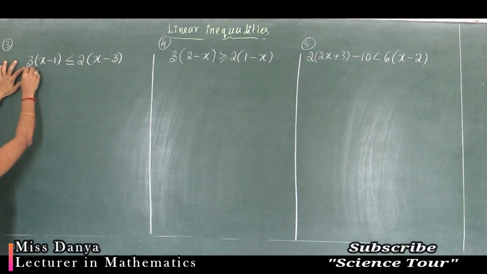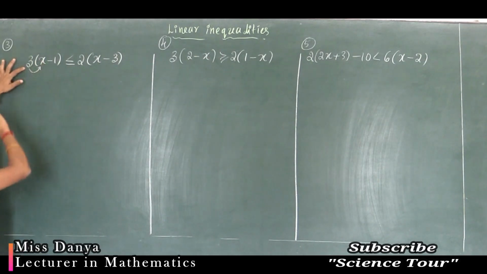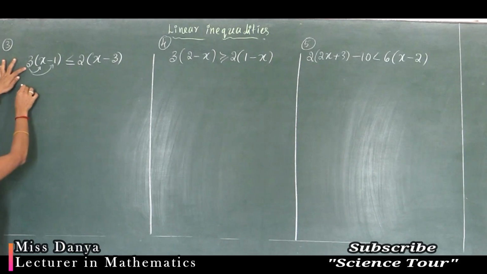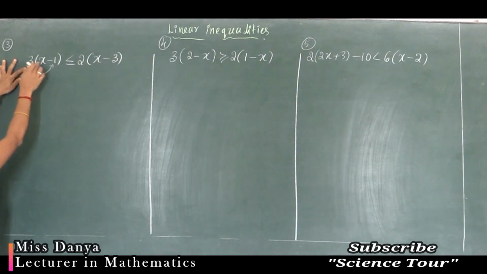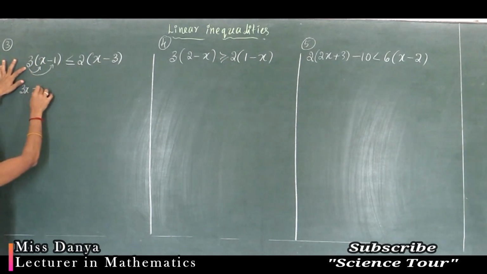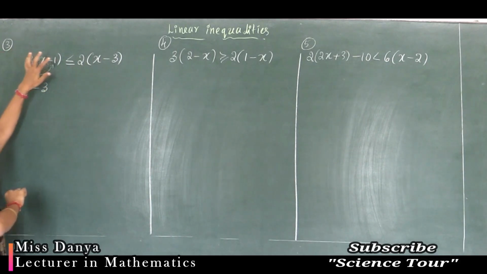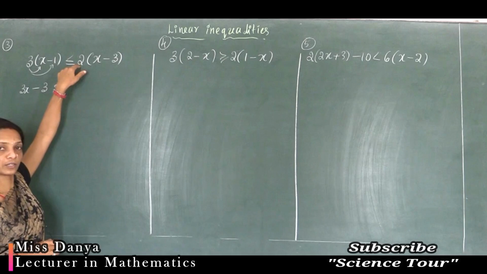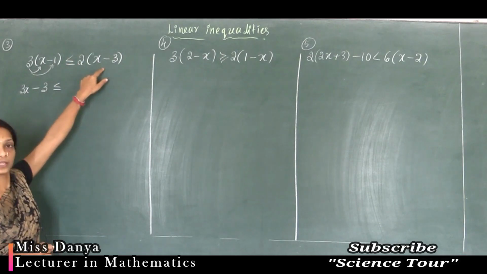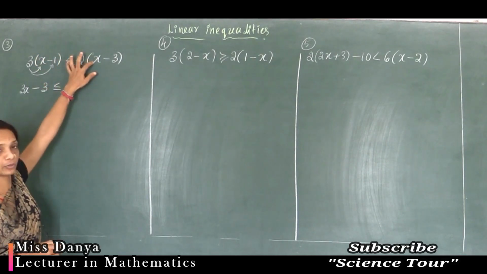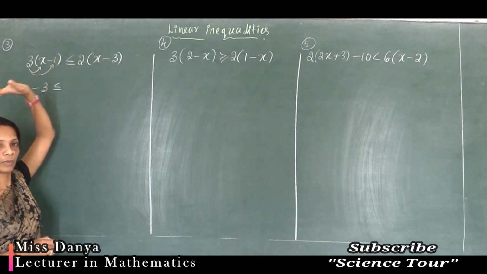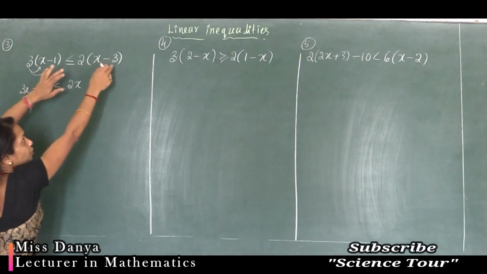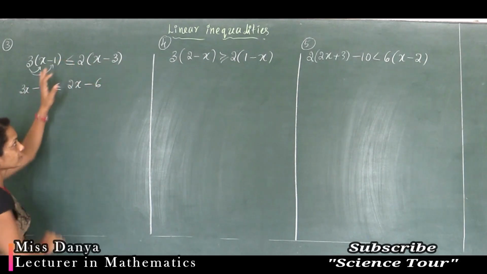Now you have to multiply 3 inside the bracket, means 3 you have to multiply to x as well as minus 1. So what you have, 3 into x, 3x, 3 into minus 1, that is minus 3, then less than or equal to. Then you have to multiply 2 inside the bracket, to x as well as for minus 3. So 2 into x, you will get 2x, 2 into minus 3, you will get minus 6.